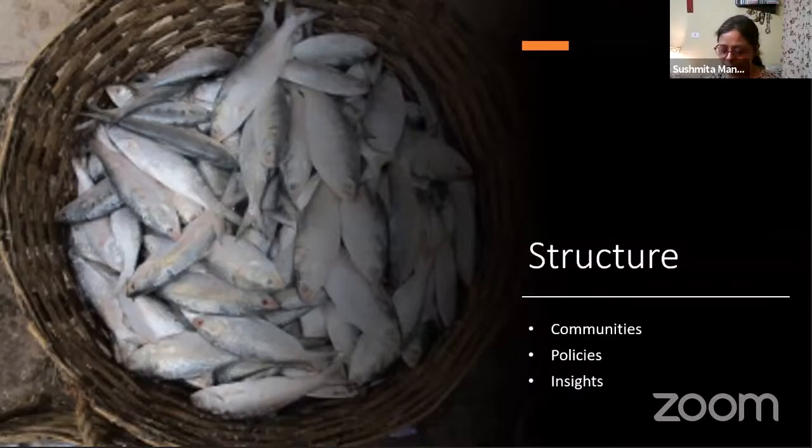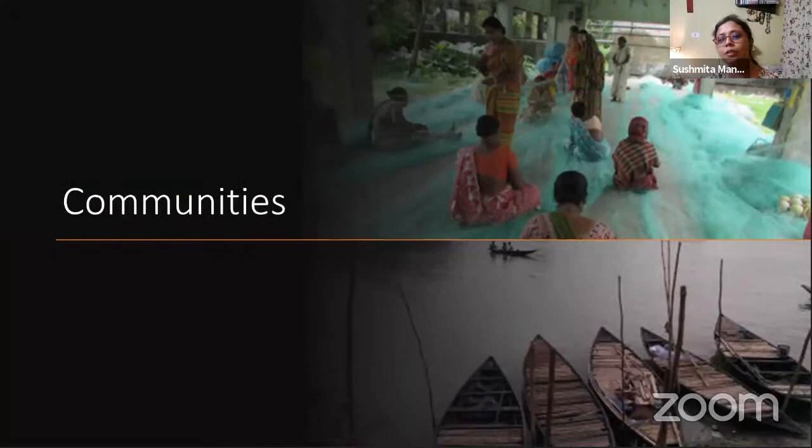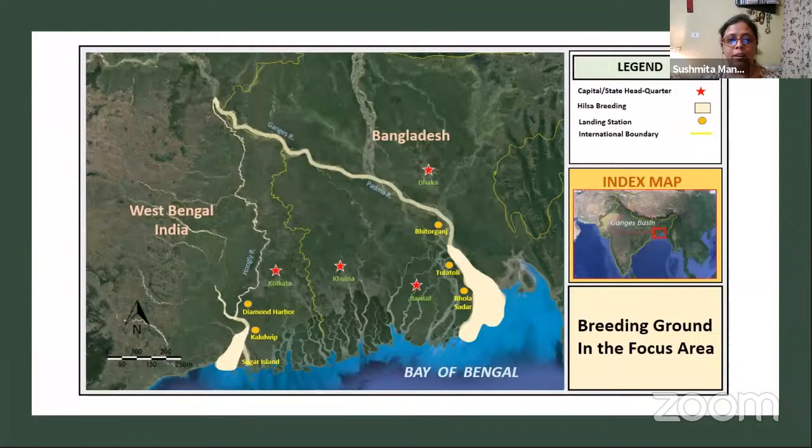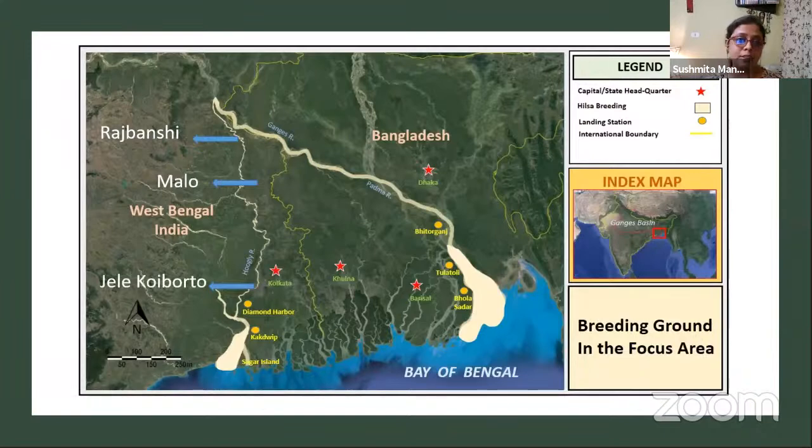I'm talking more from the perspective of both India and Bangladesh, though in the community section, I will focus mostly on my experiences within India, where I did this work while at IUCN and at IWA. So in India, this is pretty much the map of where the Hilsa breeding grounds are in focus. And like Sujina pointed out, this is the Hooghly River, within which we are talking about these communities. There are three specific communities that do fishing of the Hilsa. They include the Rajbongshis, the Malos, and the Jelekoibortos.